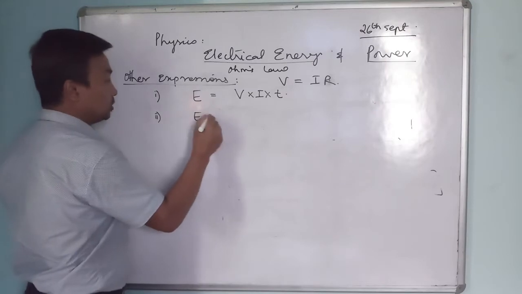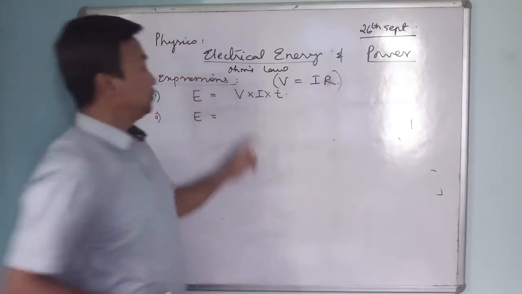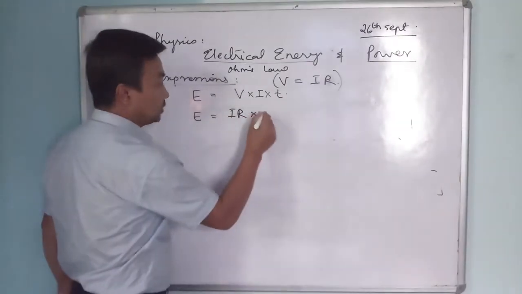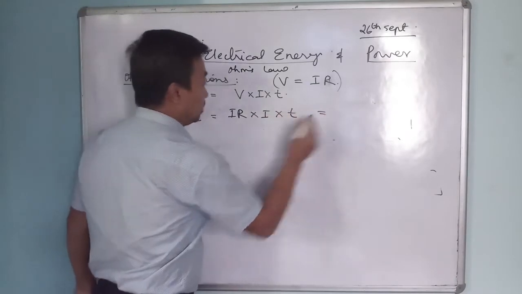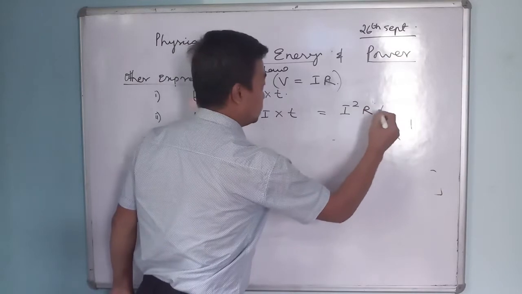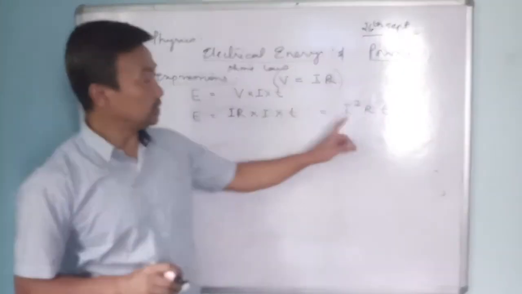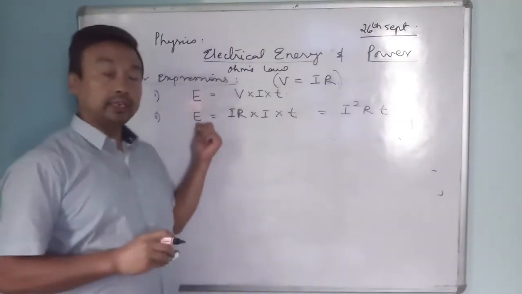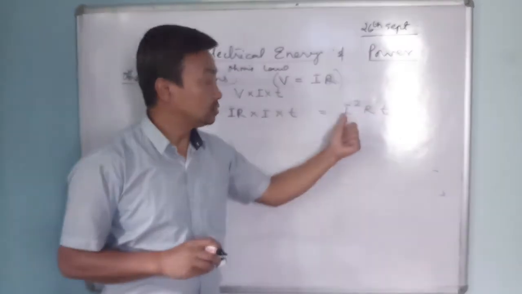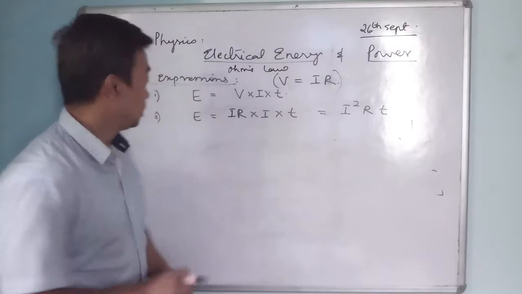Second expression, we can replace the value of V from Ohm's law. So if you substitute your V, what will you get? V is I into R. If you now multiply, you will get the second expression, I square R into T. So this will be your second expression. In the second expression, this electrical energy is expressed in terms of the resistance, the current, and the time. So there is no potential difference here.